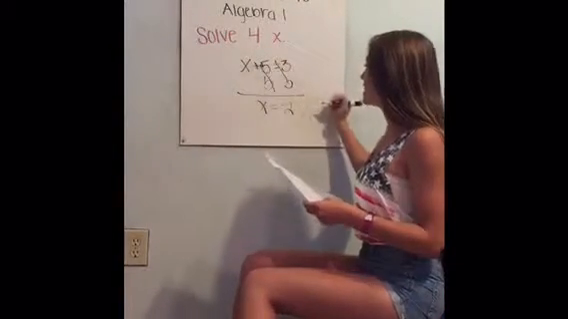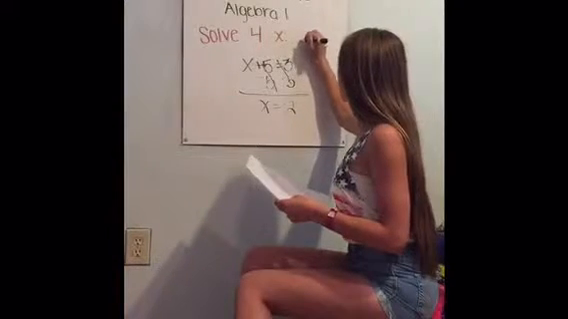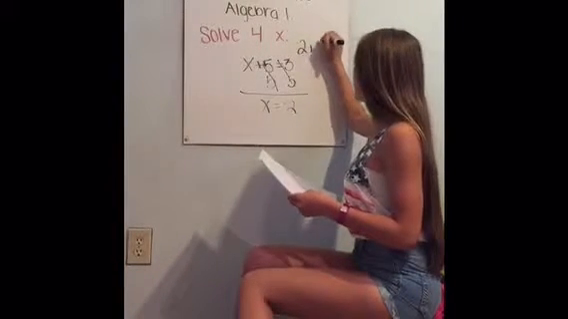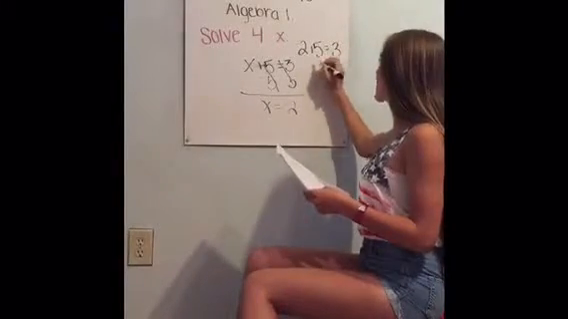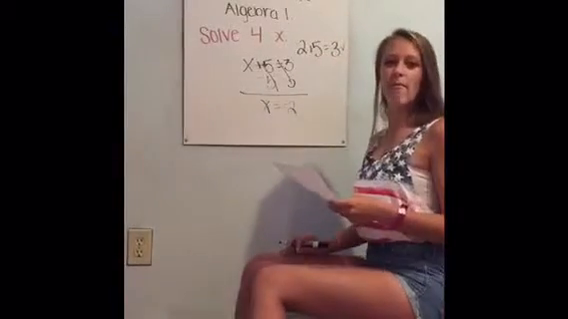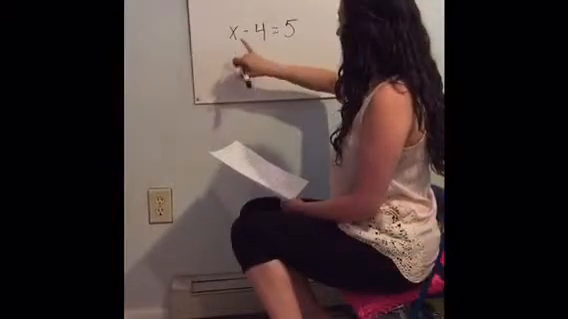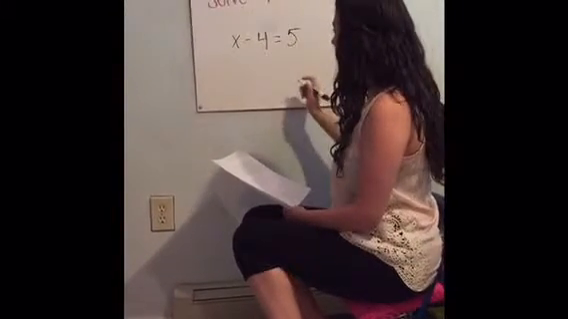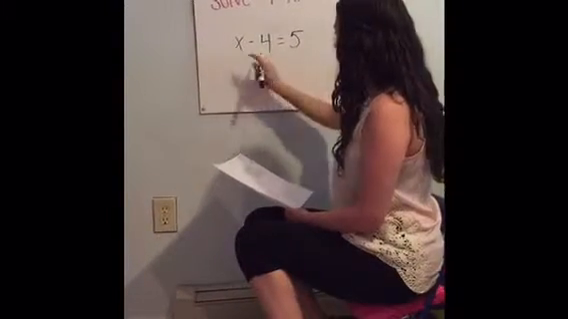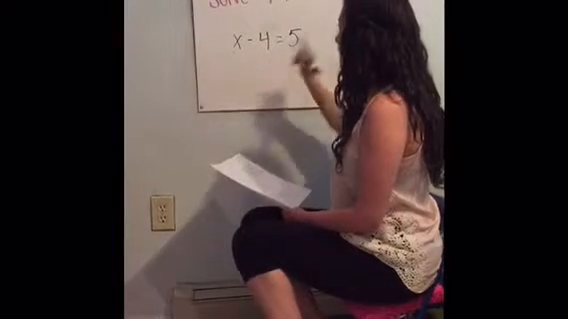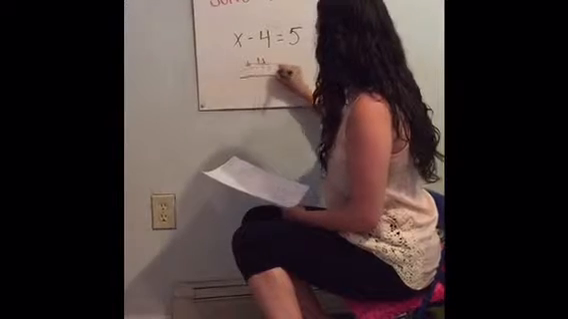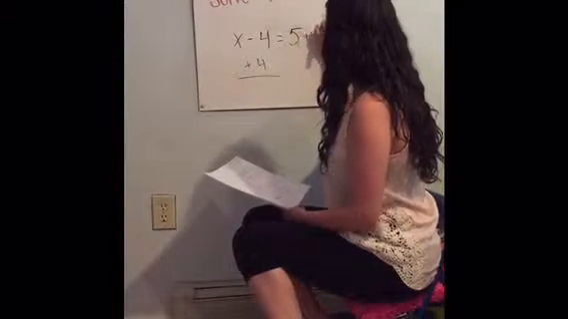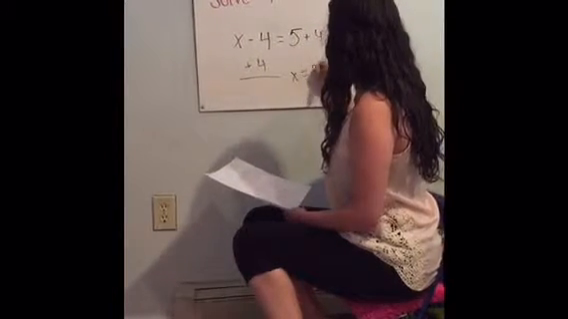And if you want to test that, you just plug back into the equation: negative 2 plus 5 equals 3. And negative 2 plus 5 does equal 3. So whatever sign you see next to the x, when you're isolating it, you have to do the opposite. So if you're subtracting 4, you have to add 4 to the other side. So in this one, we would add 4 to here, x equals 9.